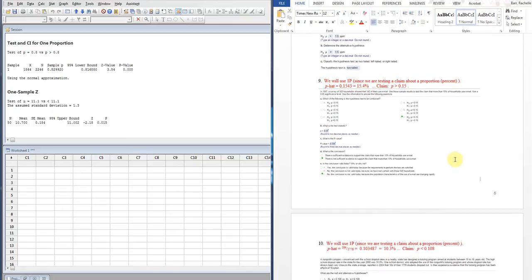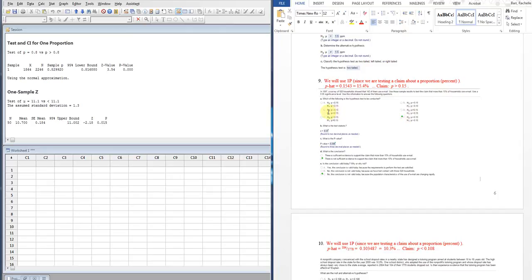Alrighty. So in 1997, a survey of 902 households showed that 142 of them use email. Use those sample results to test the claim that more than 15% of households use email. Use a 5% significance level to test this information for the following. So we actually think it's greater. More than is what cues you in on that.